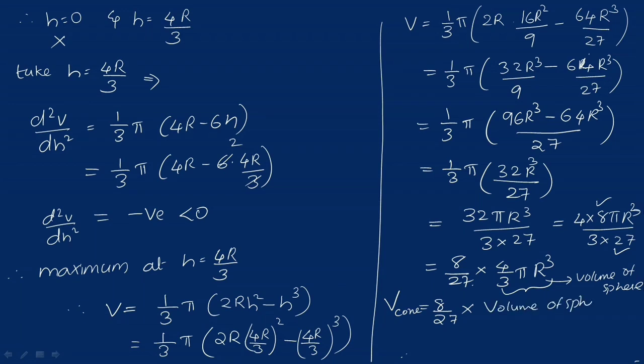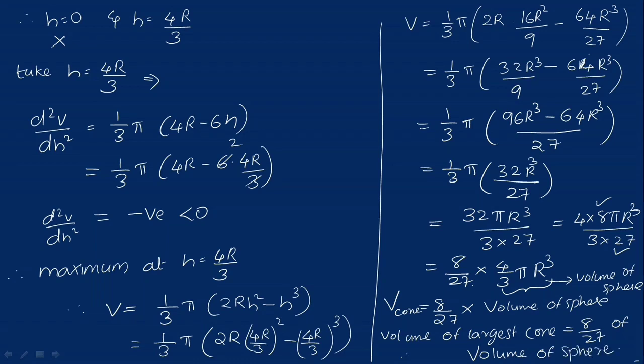So we can write the volume of the cone V is equal to 8 by 27 into the volume of the sphere, or the volume of the largest cone is equal to 8 by 27 of the volume of the sphere.